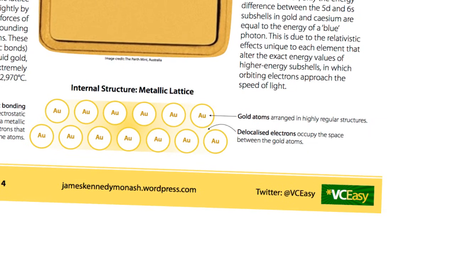Okay, let's see what it says down here. Gold atoms are arranged in a highly regular structure because it's a solid at STP. And delocalized electrons, where they have that written down here, simply means that you have electrons that are moving, a sea of mobile electrons.